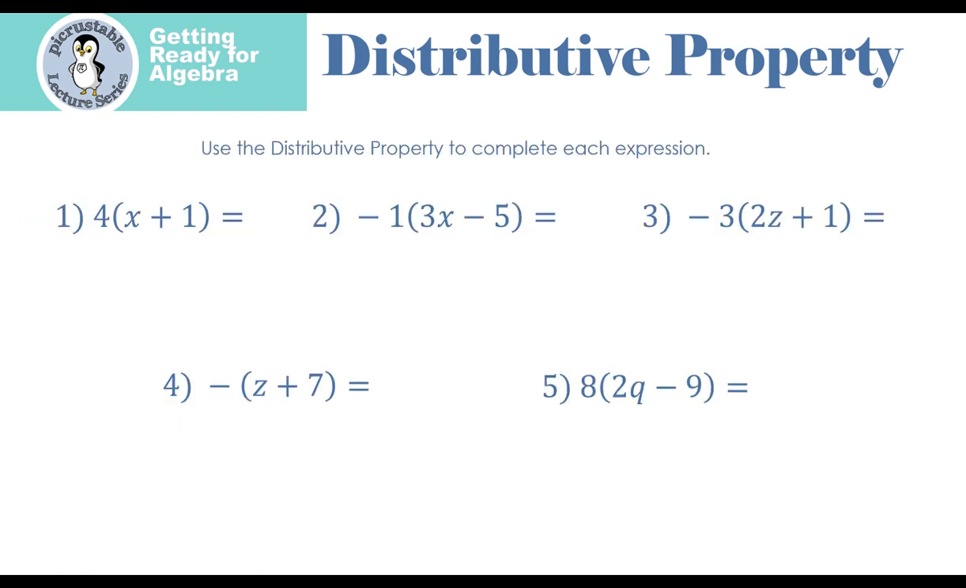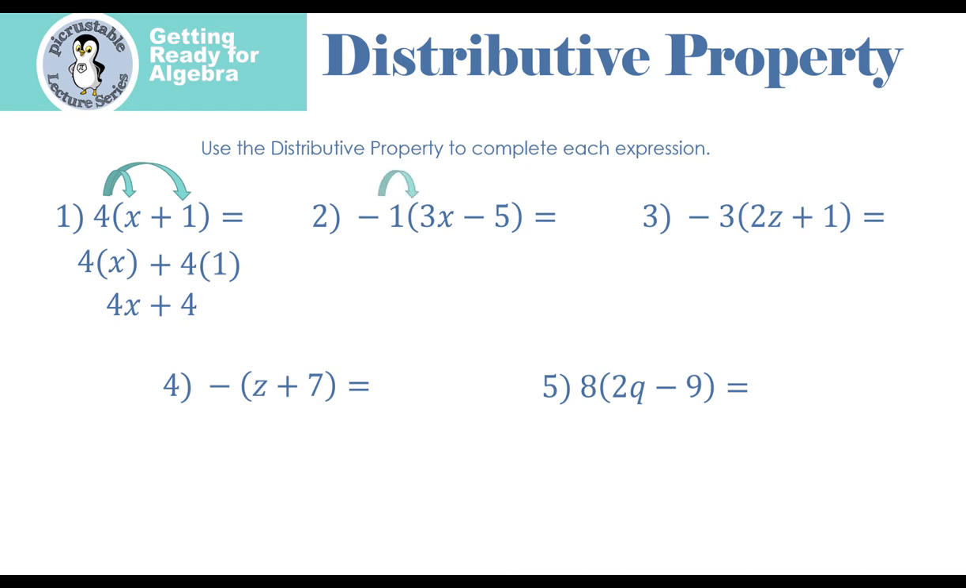I'm going to do the first two. And then I want you to pause the video, figure out the last ones, and then press play to check. So let's look at number 1. I have a 4 next to a parentheses. So I'm going to distribute the 4 into the parentheses. So we're going to have 4 times x and 4 times 1. That gives us 4x plus 4.